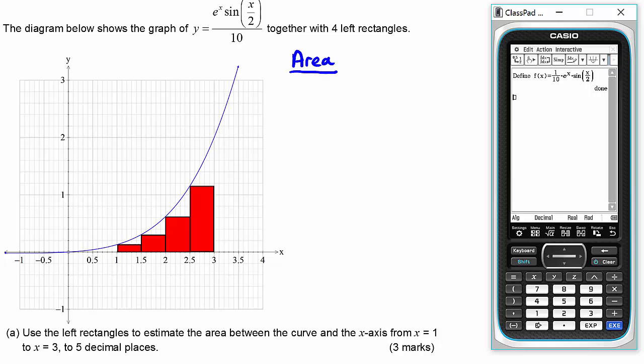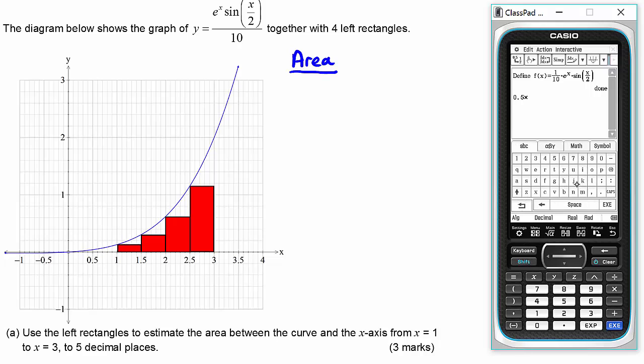So the widths are 0.5, so 0.5 multiplied by f of 1. That's the height at the left hand end here. We want to give the final answer to 5 decimal places, so that's 0.06516.